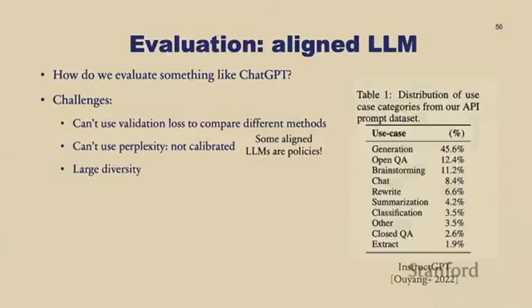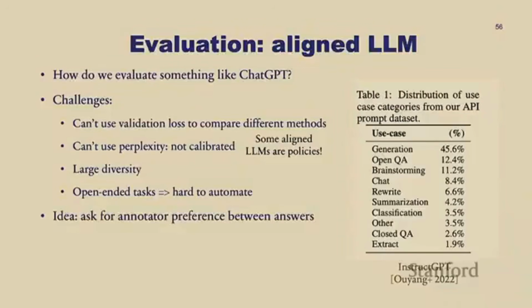Third, there's a large diversity of questions that humans might ask to these models. Generation, open QA, some question answering, some summarization, and all of these things. So there's so many things you have to cover. Then the tasks are really open-ended. So it's very hard to automate. So that's what you were alluding to before.